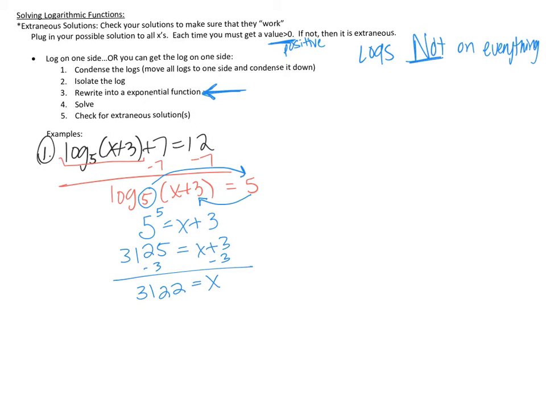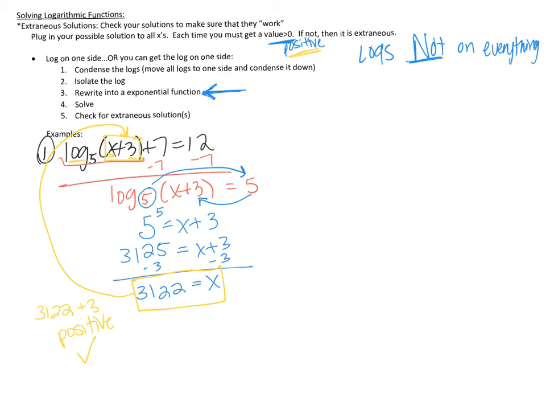To make sure that this is actually the answer, I'm going to have to go back and check my solution. I'm going to go back to any log function that we have and make sure that when I plug this in, when I take 3,122 and add 3, because it's x plus 3, I get a positive number, which I do. It is positive. So that means this is indeed my answer. When I'm done, I just go back and verify that I get a positive answer.